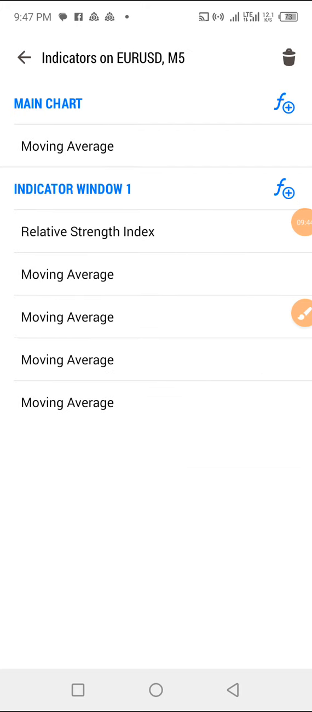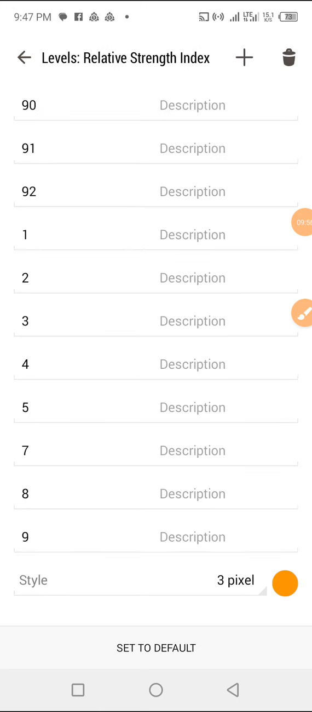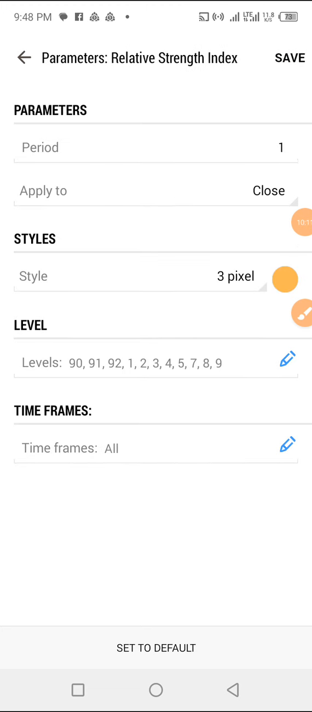Now to add the relative strength index, period 1, then the levels. The levels are 90, 91, 92, and 1 to 9. Is that clear? 90, 91, 92, and 1 to 9. Then you click on save.